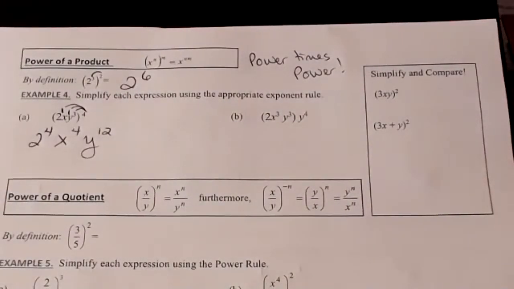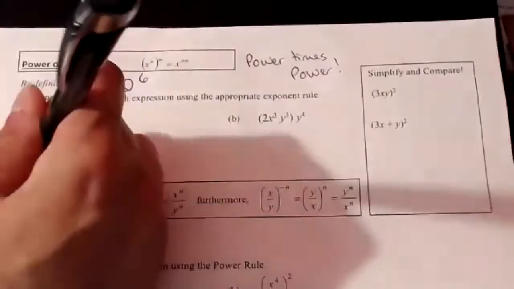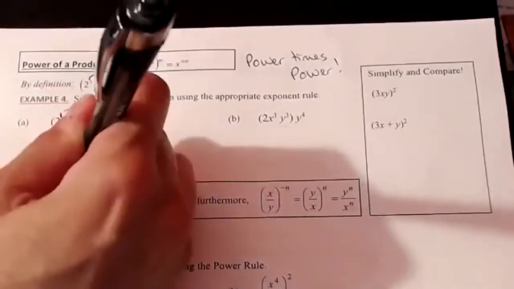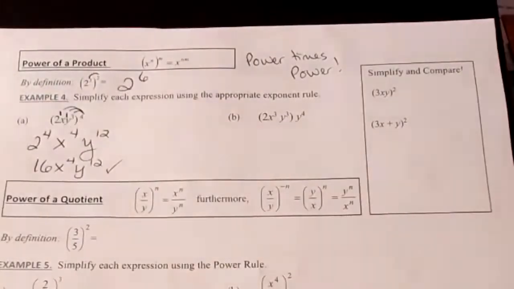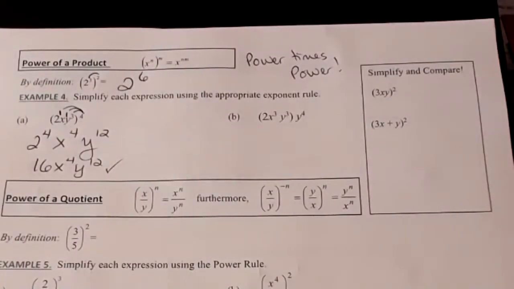Okay, I just want to use the exponent rule here, but then I will comment that you should evaluate whenever possible. So for instance, 2 to the 4th, we can evaluate. 2 times 2 times 2 times 2, that's 16. So 16, x to the 4th, y to the 12th. That's your final answer.